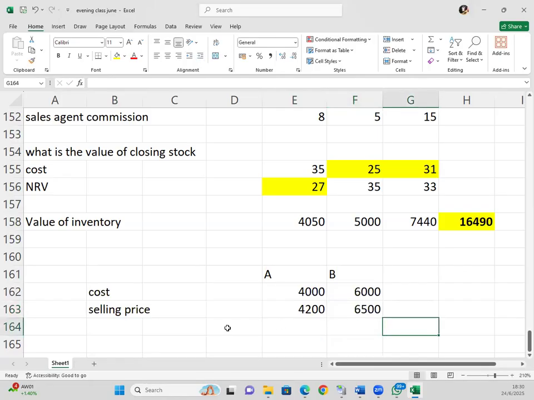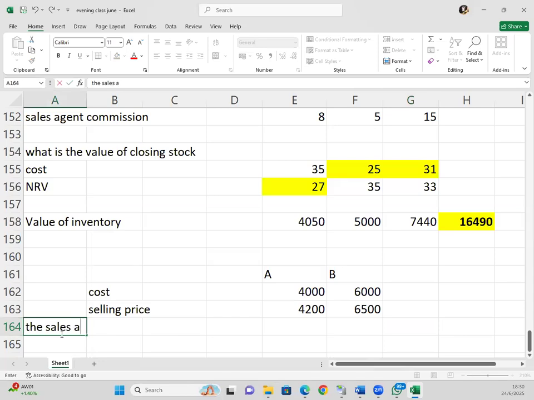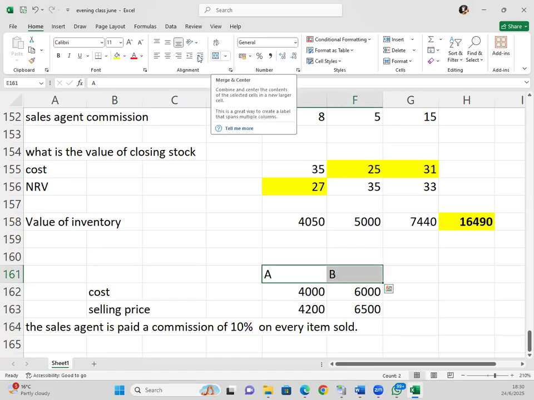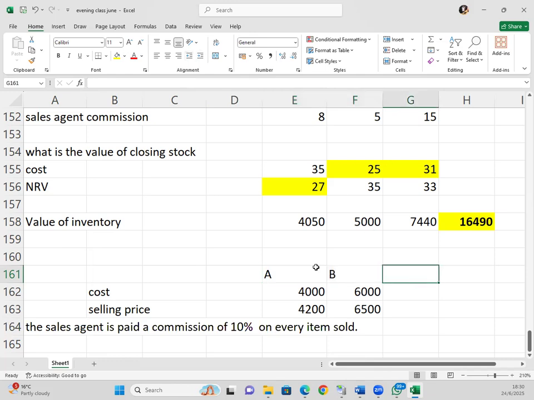Then they can say that the sales agent is paid a commission of 10% on every item sold.